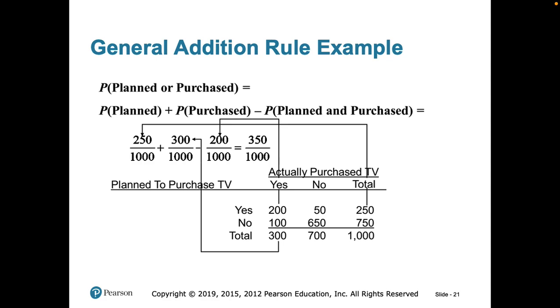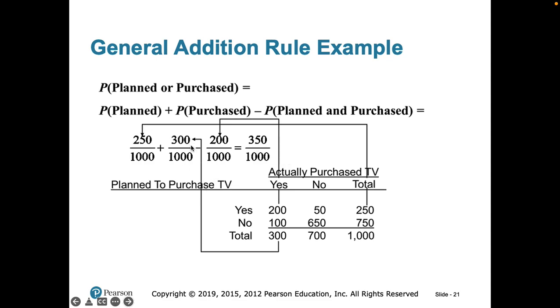So going back to the example that we're talking about, purchasing a TV. The probability of plan or purchase is going to equal the probability that you plan to purchase the TV, that's 250 divided by 1,000, plus the probability of those who actually purchase the TV, minus the probability of those who plan and actually purchase. Very important again here, because these are not mutually exclusive, because somebody can plan and purchase the TV, so you subtract that. So let's break this down.